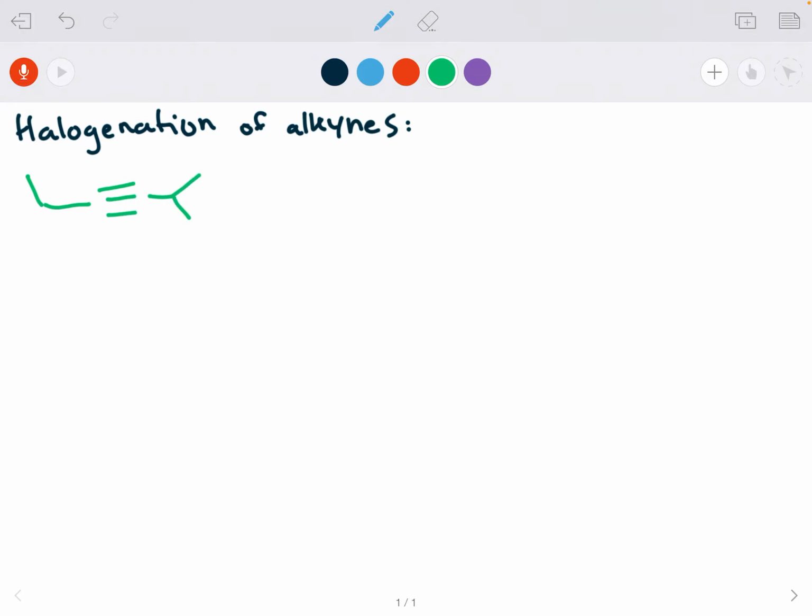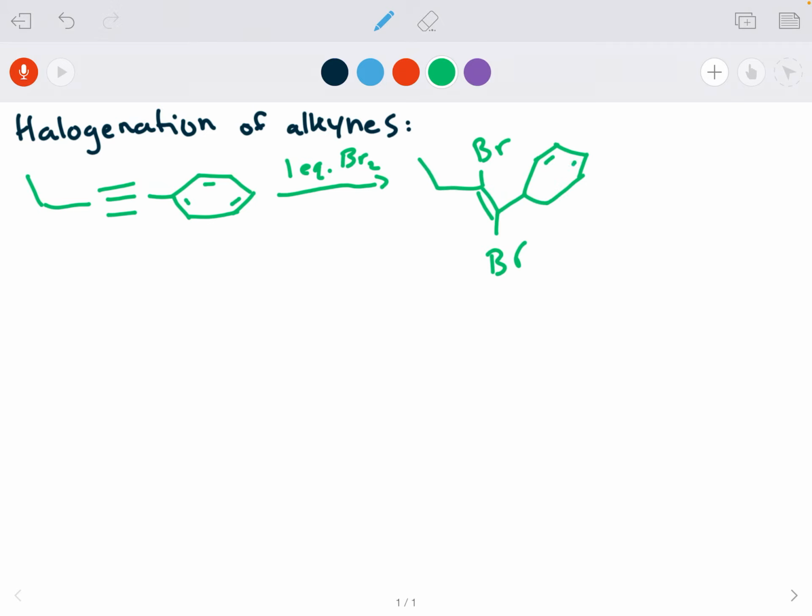So I have the following alkyne. If I react with one equivalent of bromine, I will form an alkene with the following as the major product, but you will also get a minor product of the other stereoisomer here. So I'll just indicate this would be the major product. And this would work with Cl2, this would work with I2, both of them.